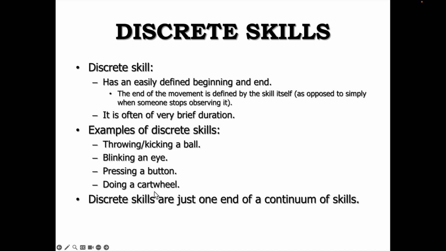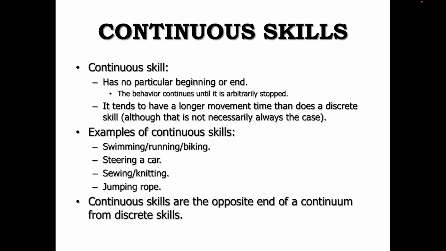Pressing a button, doing a cartwheel, these are all examples of discrete skills because they have a specific start and end, and oftentimes they're of very brief duration in nature. Now, the opposite end would be continuous skills. Instead of having a specific beginning or end, there is no particular beginning or end in a continuous skill. The behavior will continue going on and on until it's stopped at some point. But the key thing is this skill is repeated over and over again continuously.